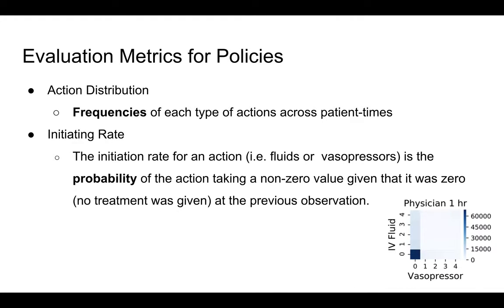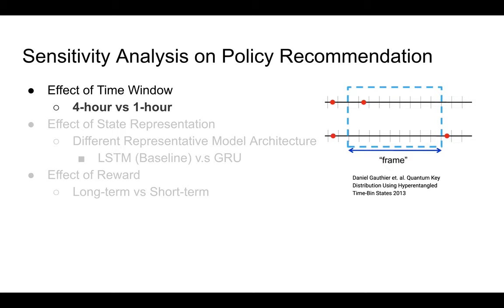With the heat map that I just mentioned, we are able to analyze the behavior of those DQN agents. We especially designed 2 evaluation metrics. The first one is action distribution, which is the frequency of each type of action across patient time. The second one is initiating rate. Initiating rate is basically the probability of the action taking a non-zero value given that no treatment was given at the previous observation. So now we can start our sensitivity analysis.